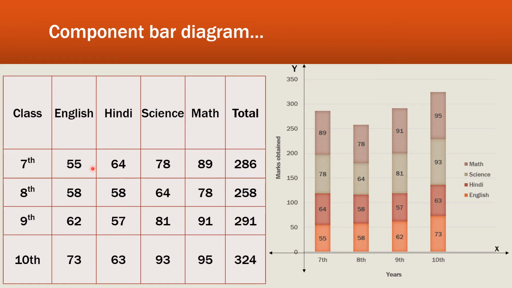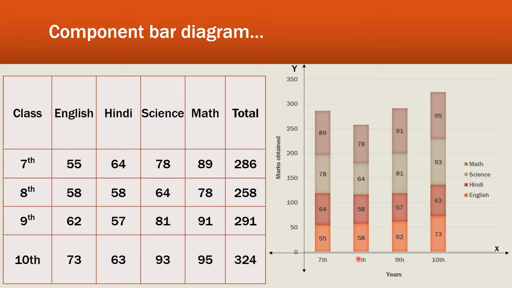Then we add 55 to 64, we get 119. So we put a line there. Then we add 119 that we obtained here to 78 and we get 197. So we draw a line there. The remaining marks are obtained in the subject of maths.